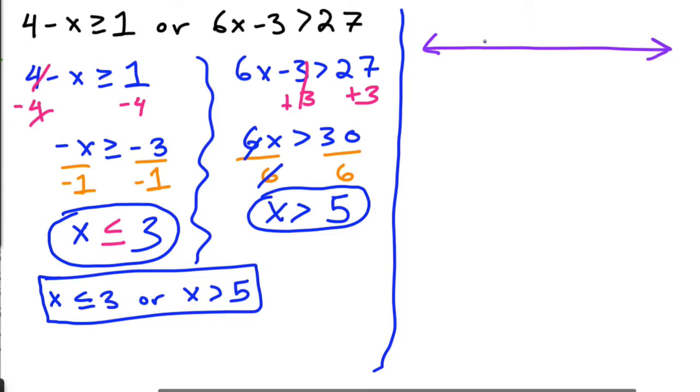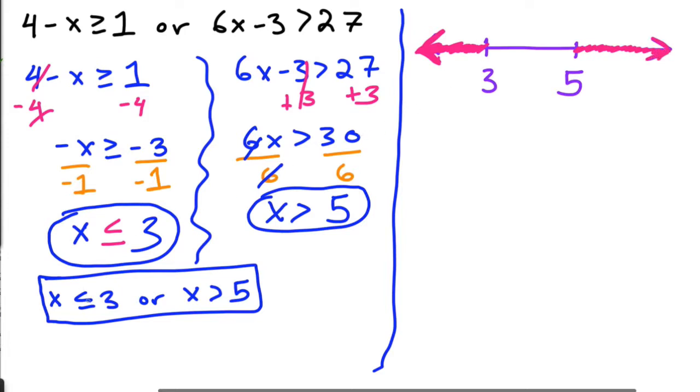So let's put down our numbers. Let's say this is 3, and then this is 5. Okay, so let's do our shading first. So this says that x is less than or equal to 3. So if we shade all the values that are less than or equal to 3, that would be in this direction, and this would continue forever in this direction. And then all the values that are greater than 5, well, that's to the right of 5, and this will also continue forever.